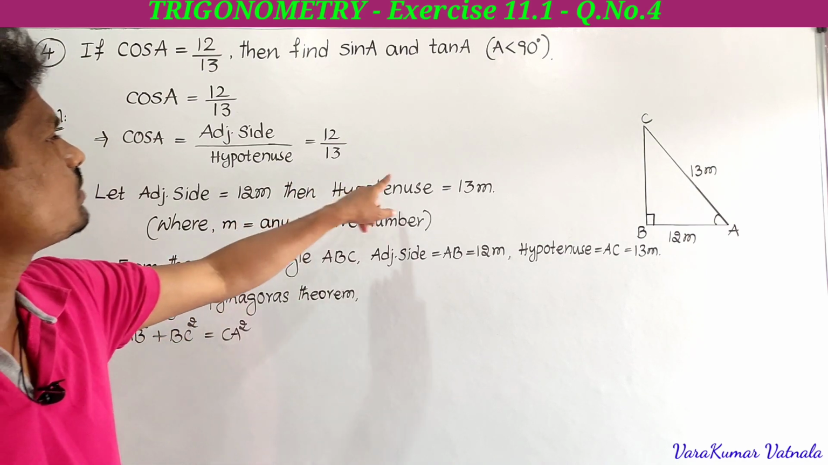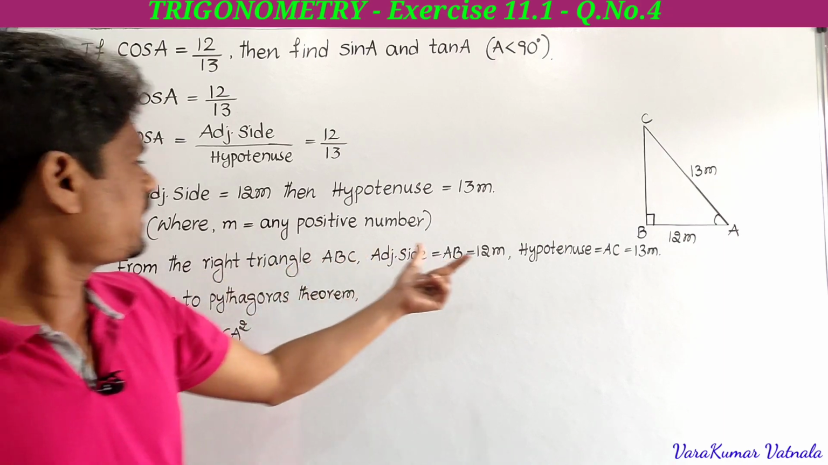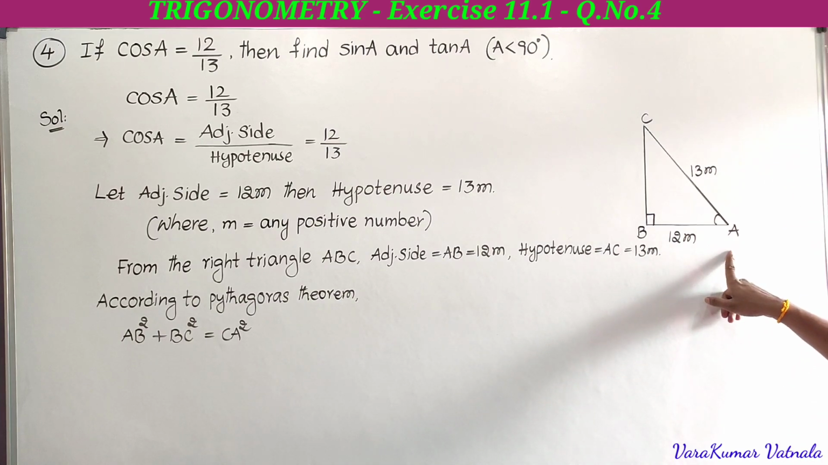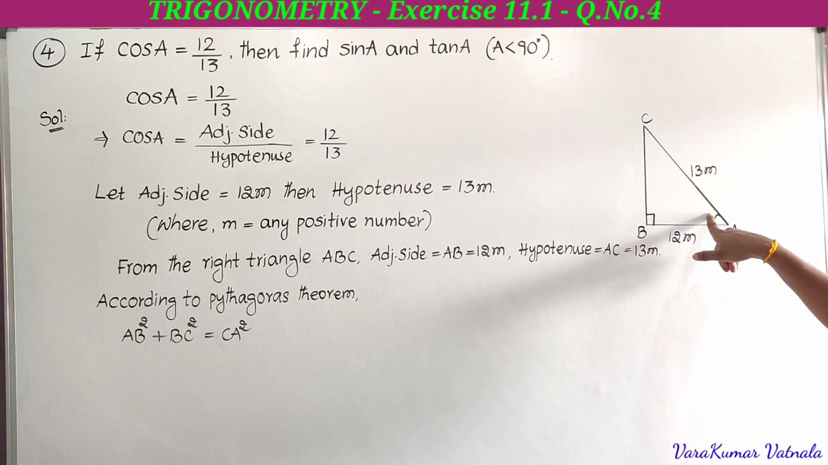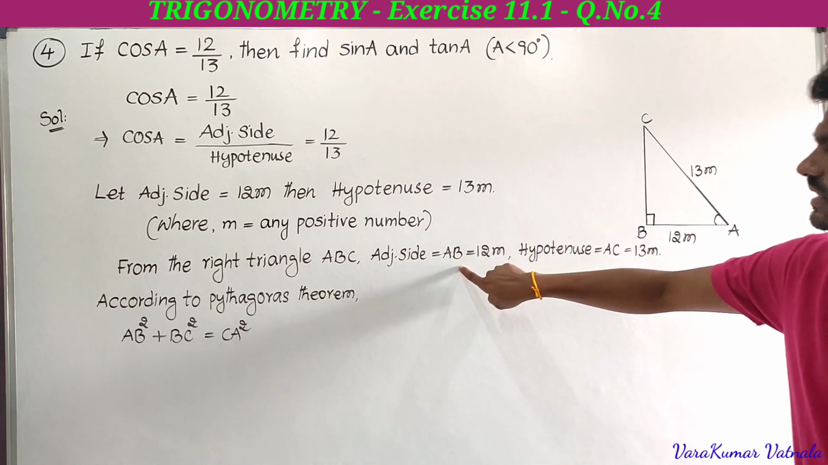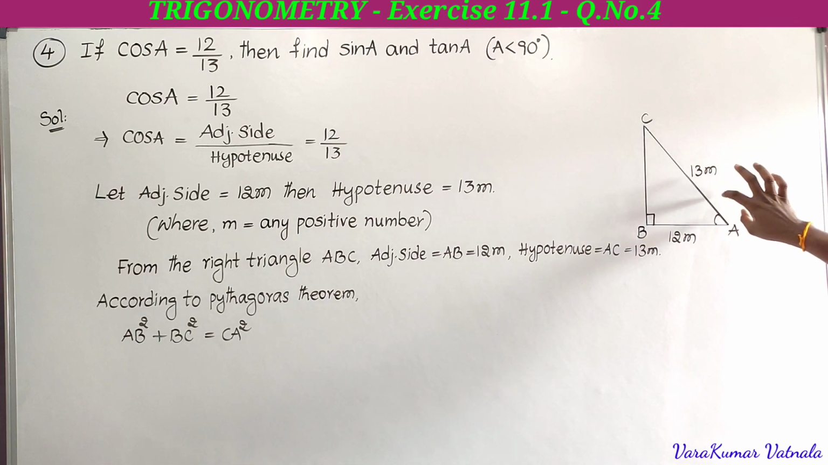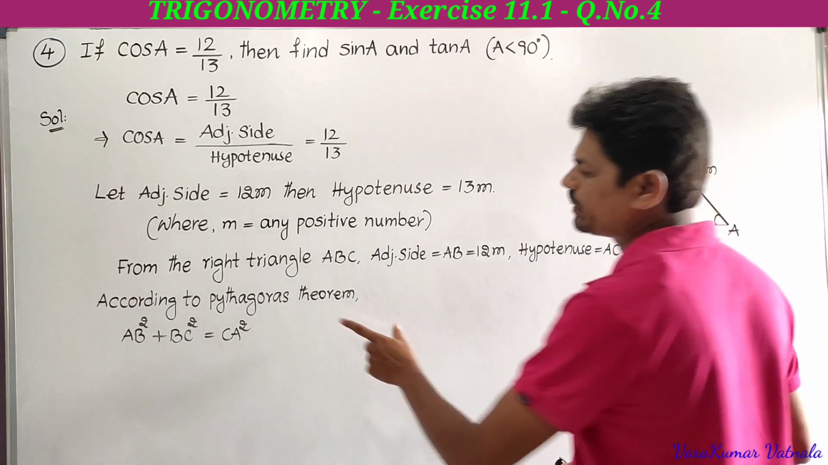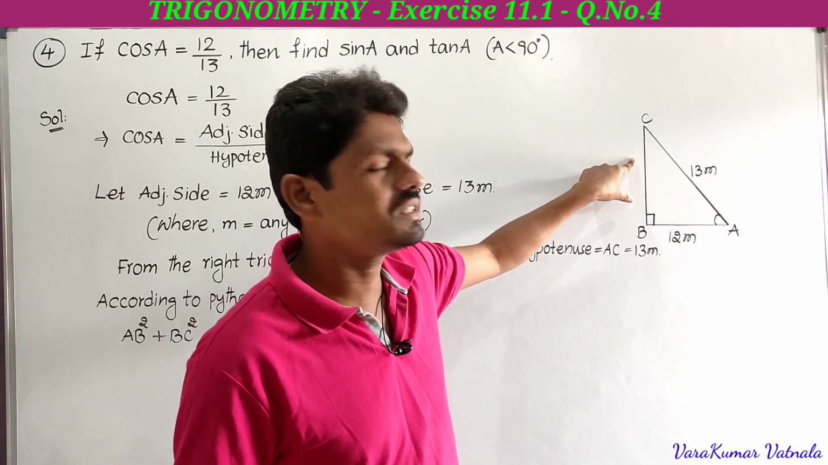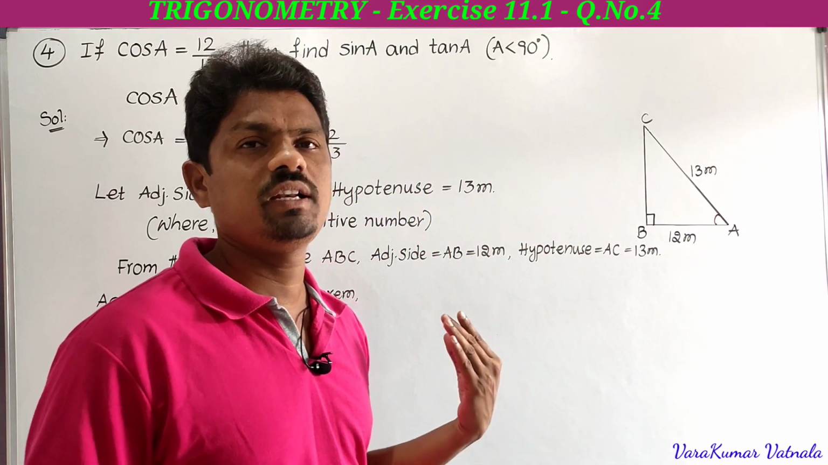Then hypotenuse becomes 13m, where m is any positive integer. From the right triangle ABC, what is the adjacent side to cos A? This is angle A, adjacent side to angle A becomes AB. So adjacent side AB equal to 12m. This is hypotenuse AC equal to 13m. So to find sin A and tan A, we require BC also. If we know the lengths of all the three sides, we can find any trigonometric ratio.